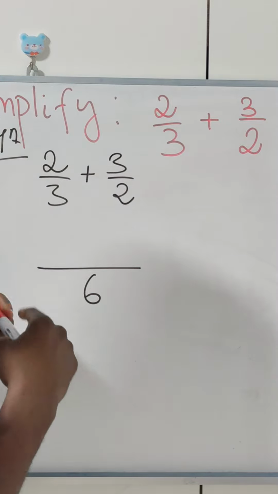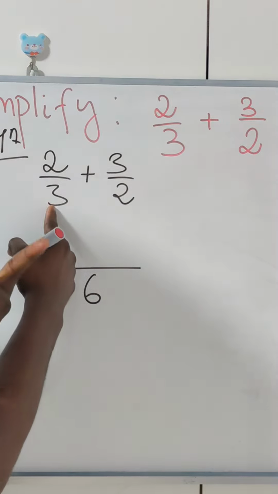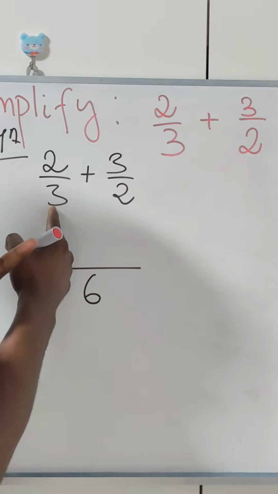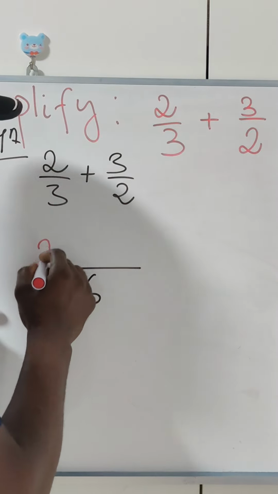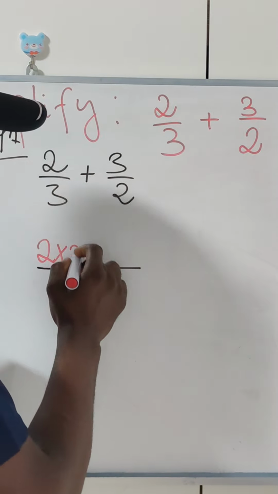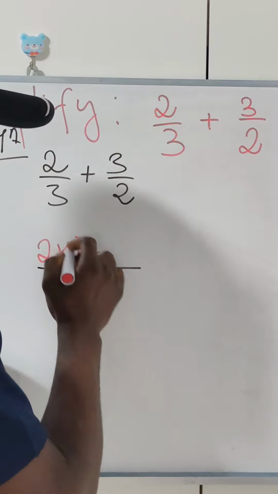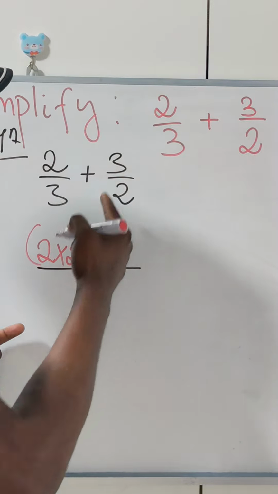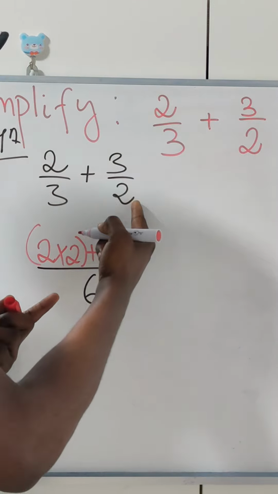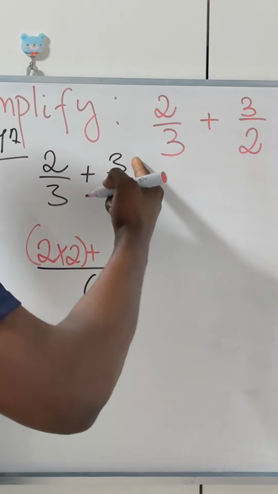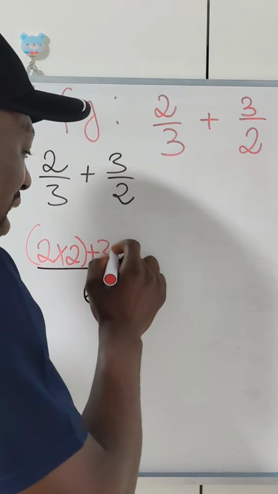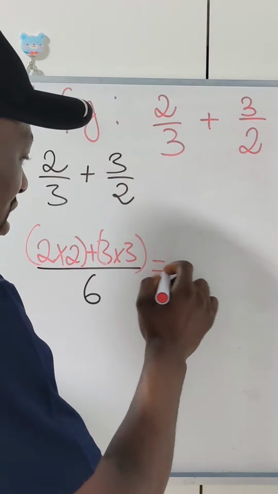Now, 6 divided by 3 gives me 2. What do I do with the 2? 2 multiplied by this 2 here. 2 here times this 2 here. Now, this is the plus sign that existed before. We do the same inspection here. 6 divided by 2 gives me 3. 3 times the 3 which existed here. 3 times 3. Alright, now we can simplify.